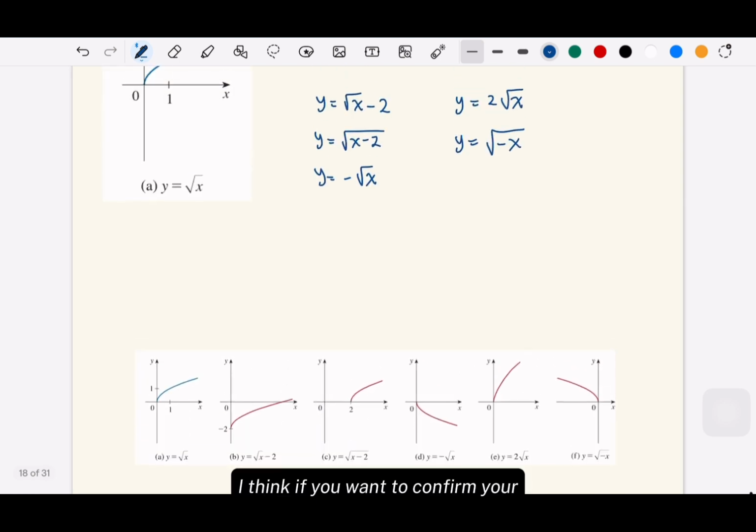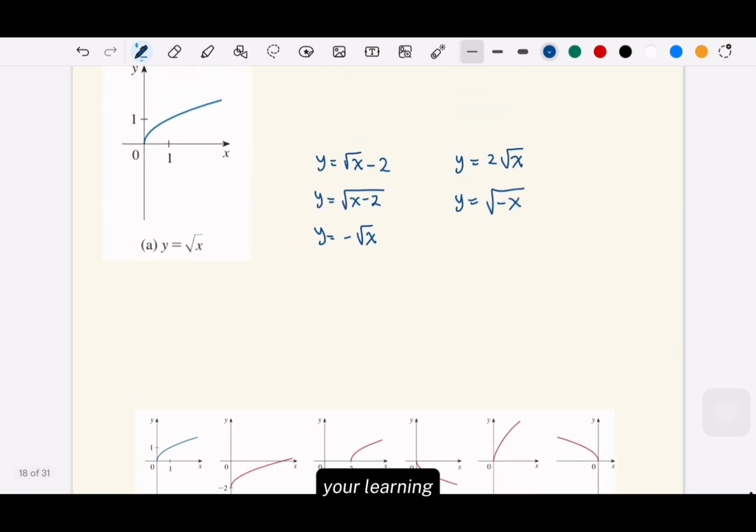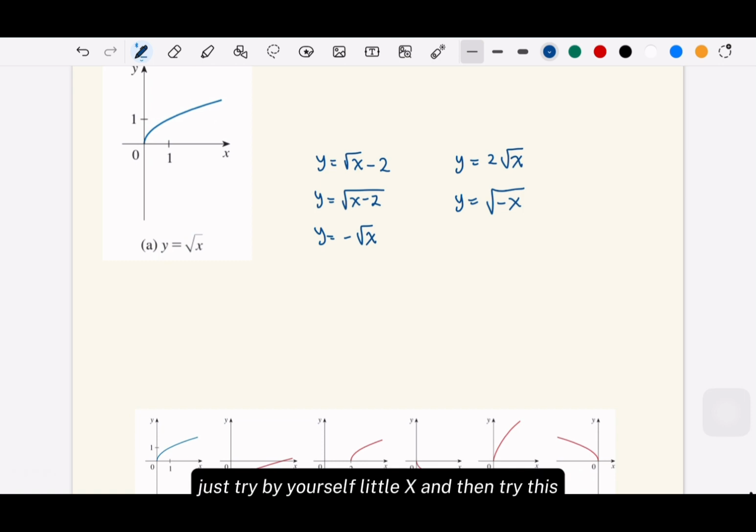The next part, I think if you want to confirm your learning, just try by yourself square root of x, and then try all this, and then later you can check whether it's correct or not.